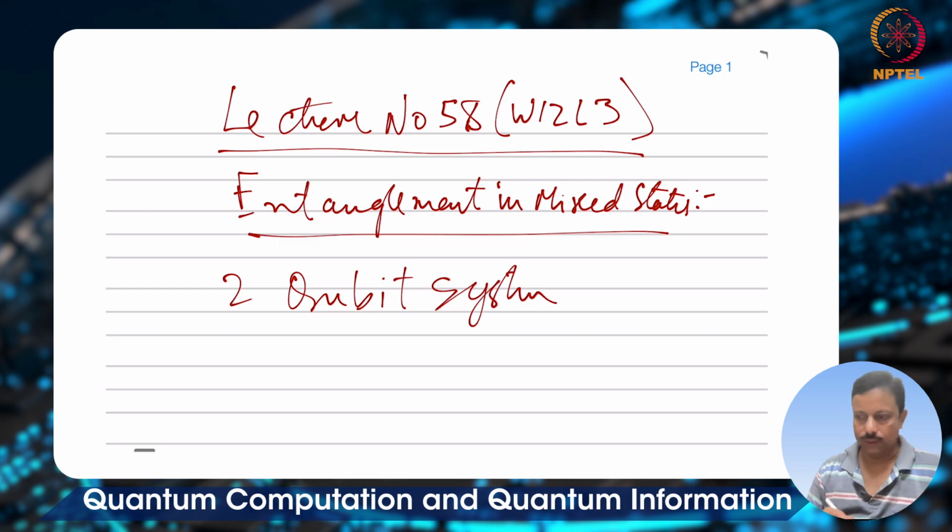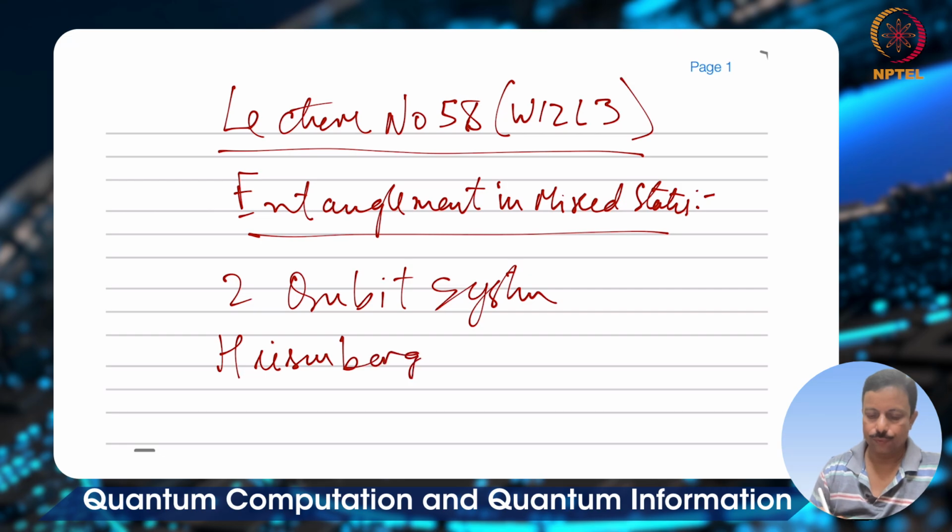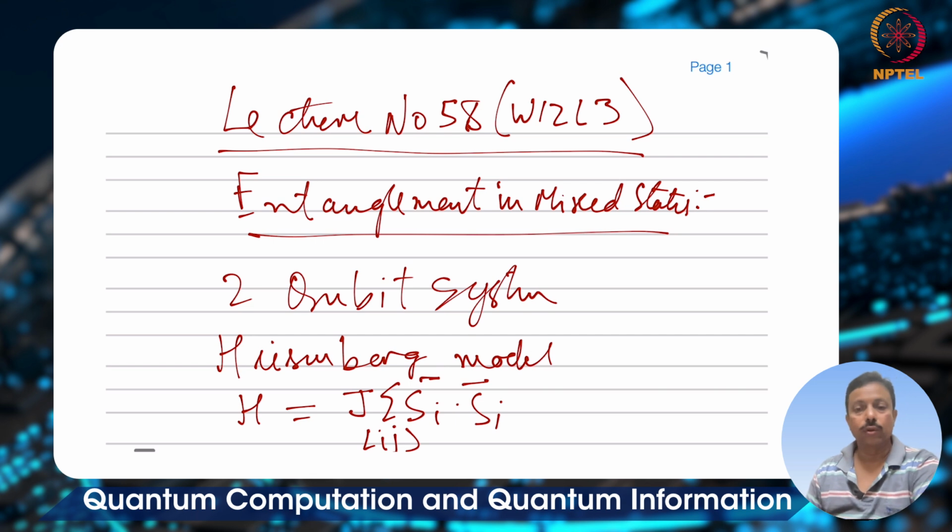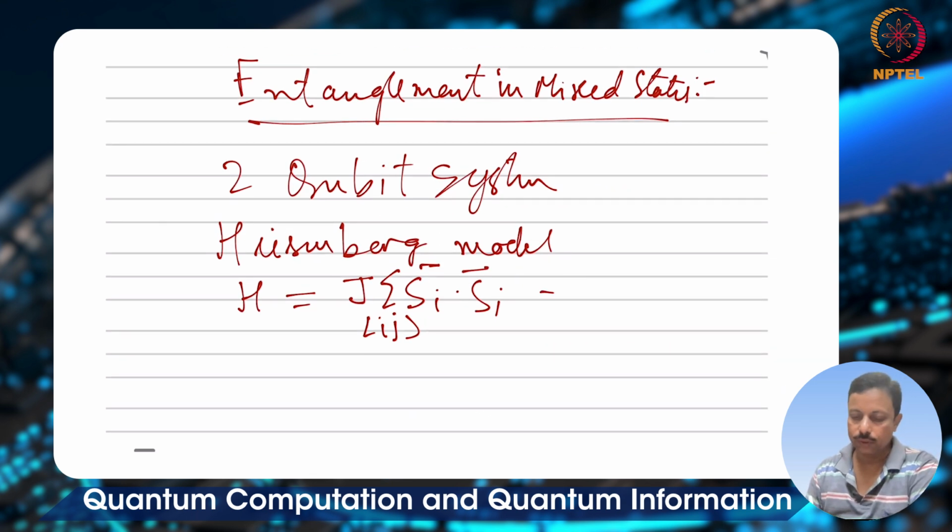Okay, a 2-qubit spin system. So I have something called the Heisenberg model. It's a very famous model of 2 spins, and H is J S. Generally it is a sum over i, j with nearest neighbor interaction Si dot Sj. But what I am going to do is take just 2 spins.